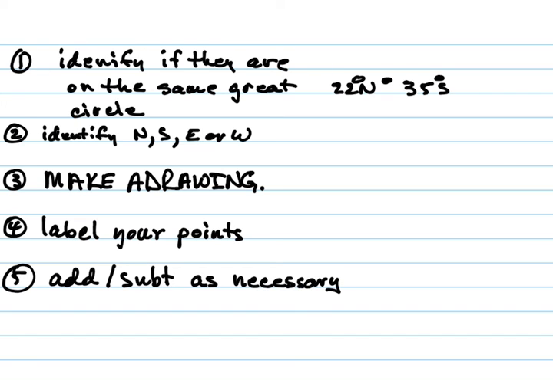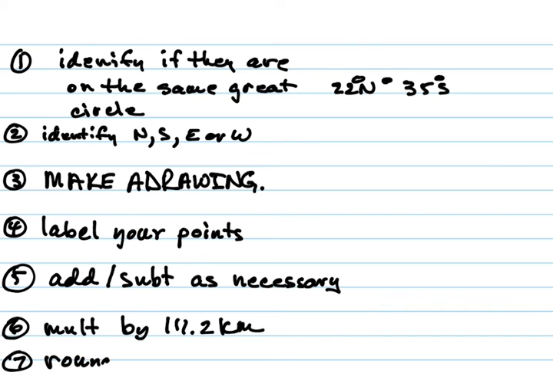If one of your points was on the equator and the other was north of the equator, would you have anything to add or subtract? Nope, because the equator is your line of demarcation there, right? Then you'll simply multiply by 111.2 kilometers. And finally, round if asked. If you don't round it and you were asked to round it, then you're going to lose some marks. Okay? All right. So the only way to get full marks is to show every bit of this. And I don't care how easy it is, every bit of this.